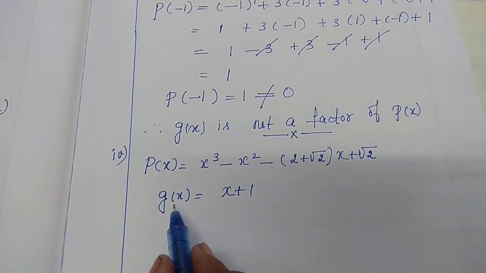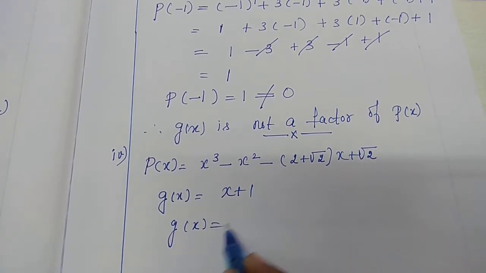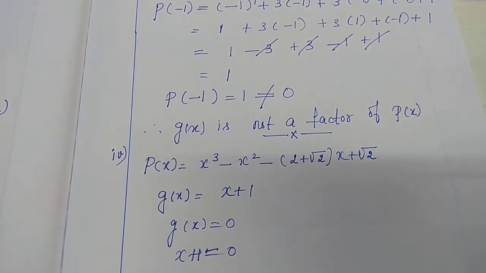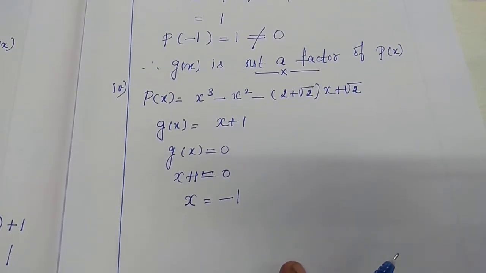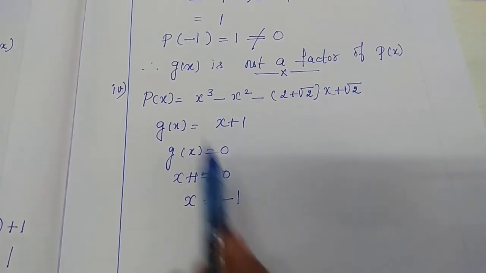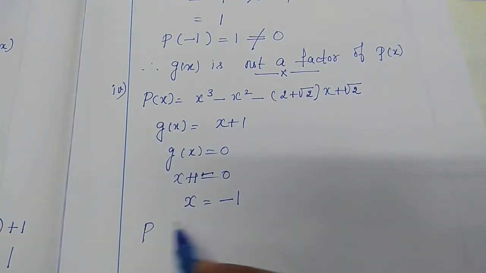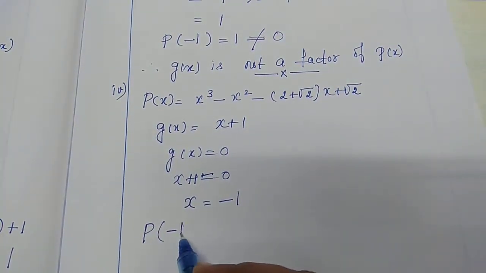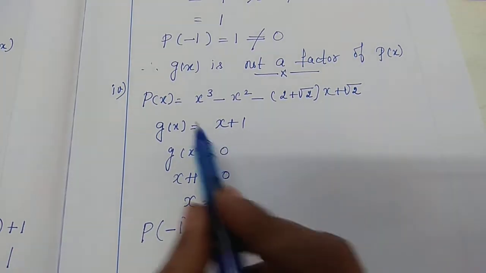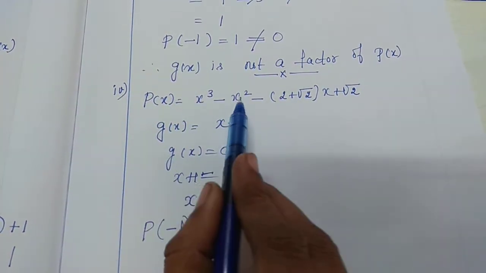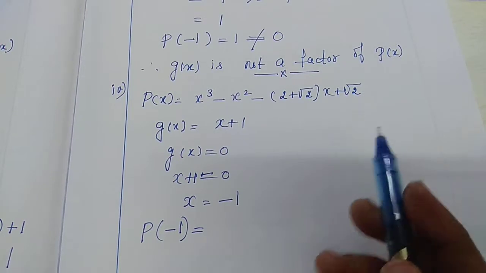For finding the 0 of g of x, first put g of x equal to 0. Therefore, x plus 1 equal to 0. x is equal to minus 1. Substitute x is equal to minus 1 in that line p of x. So replace all x by minus 1 in p of x.